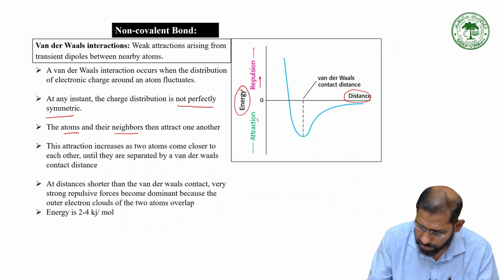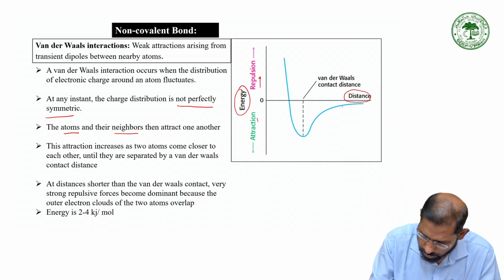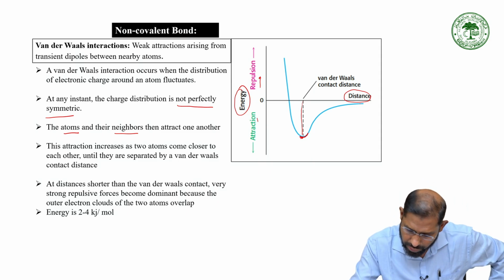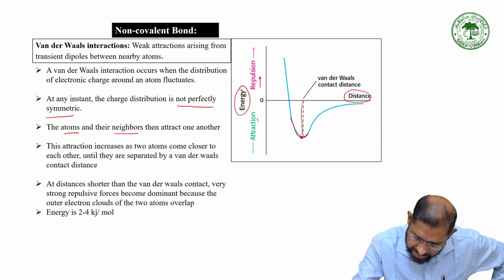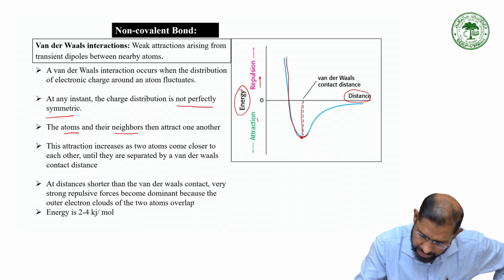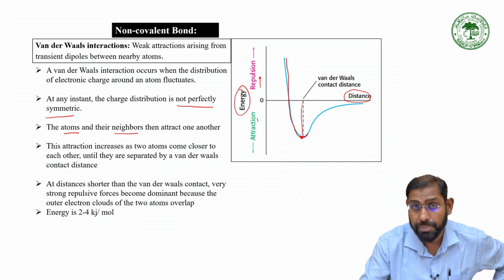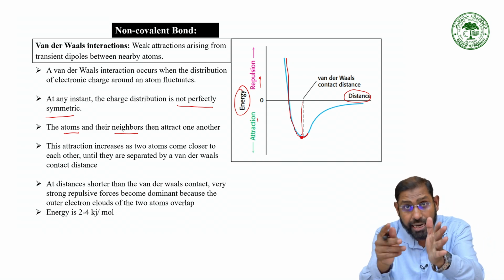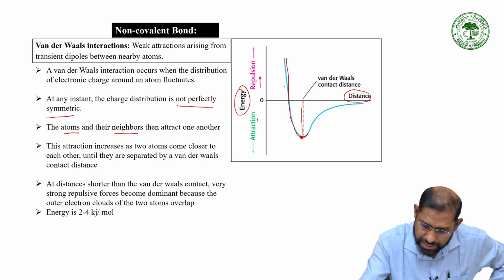If molecules come closer to each other, at a certain distance, this distance is called the van der Waals contact distance. They have maximum attraction in this range. But if they come closer than this distance, they have repulsion. See, this is the repulsion. From this distance, they have maximum attraction, but if they move closer than the van der Waals distance, they have repulsion.